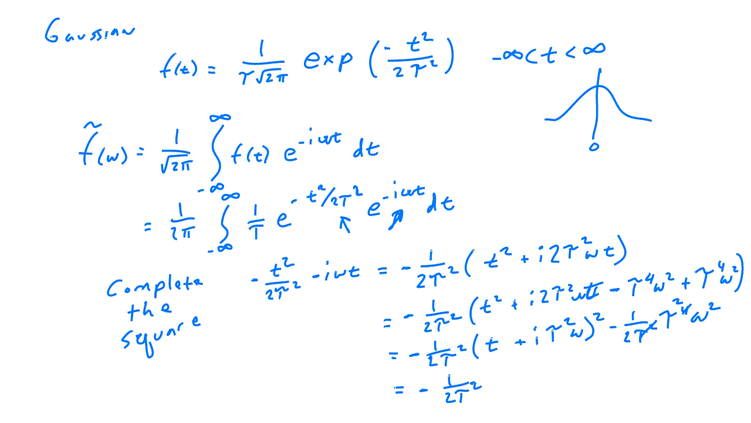It's just going to be t plus i tau squared omega squared. And then I have another term here, which is just basically a constant, because tau is a constant and omega is a constant. So that's just a constant. And with constant terms, I could pull them out of the integral.